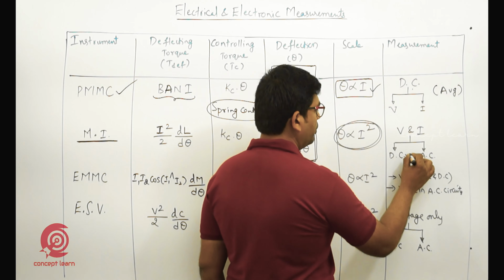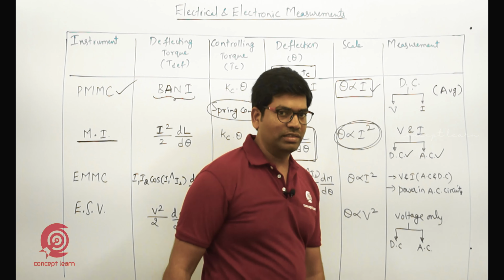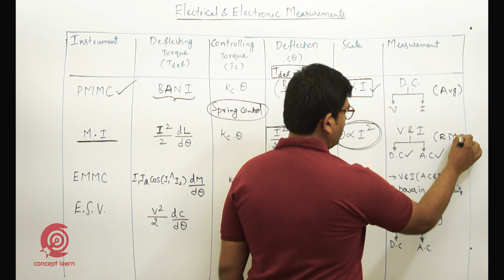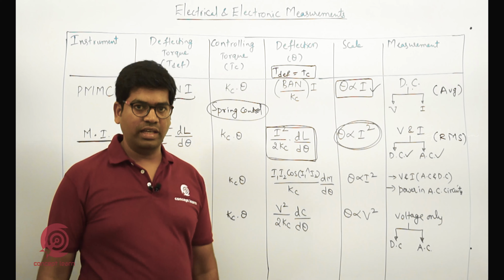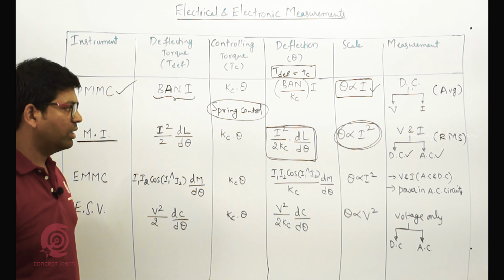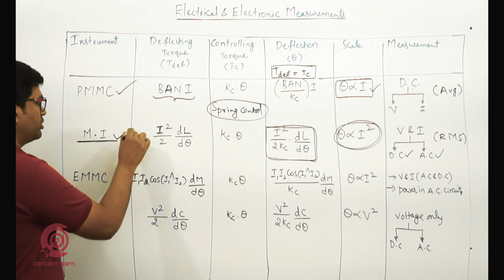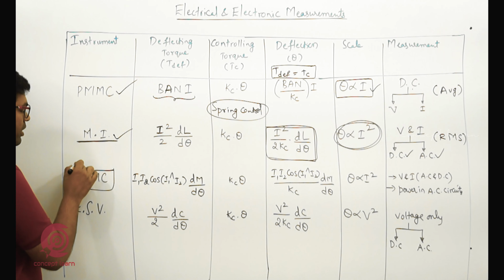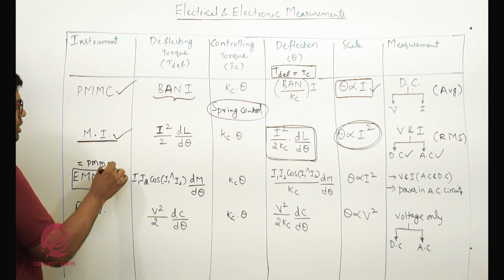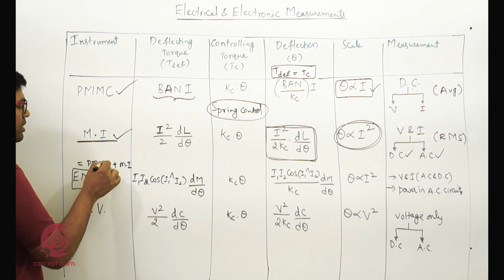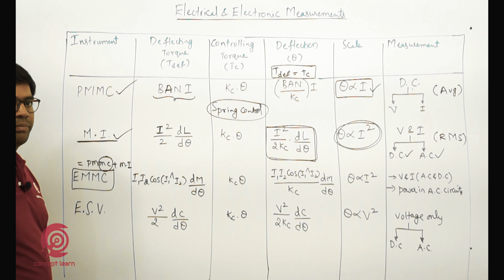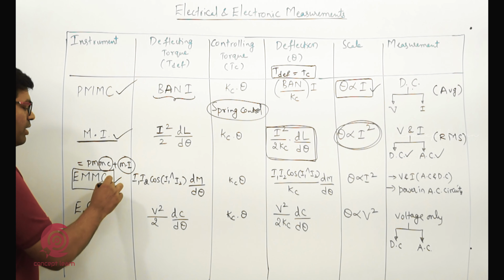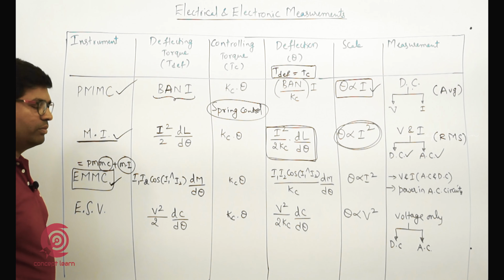Non-uniform scale means you can read both AC as well as DC quantities, and it especially gives only the RMS value. It reads both AC and DC quantity but gives only RMS quantity. This is the observation for the moving iron type instrument. EMMC is the combination of PMMC as well as moving iron. How is it a combination? The moving coil we select from PMMC and the fixed coil we select from moving iron. So it is a combination of both PMMC and moving iron type instruments.